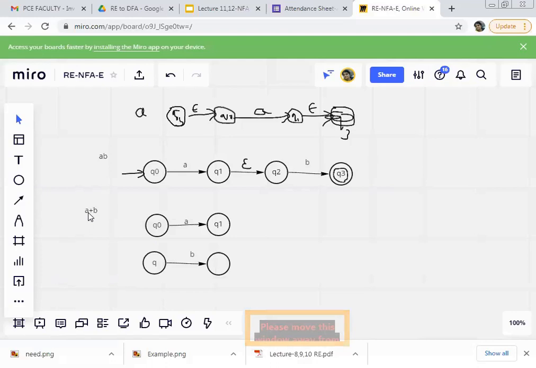You have to start from the start state and reach the final state only on A, or start from the start state and reach the final state on B. In the previous one, if you read from the start to the final state, you should read AB, right? A epsilon B is AB. What about A or B? When I start from the start state and reach the final state, I should read only A, or only B. So how to draw this? We have to connect this.